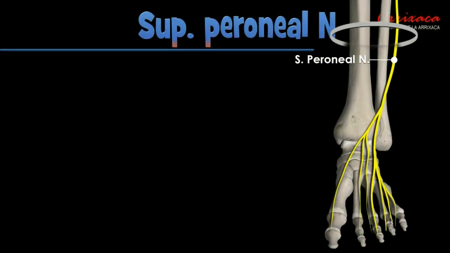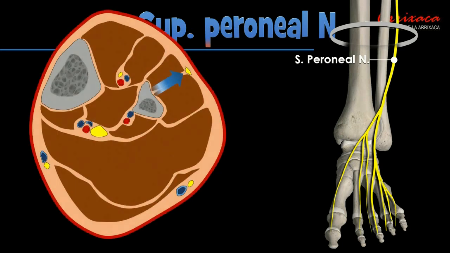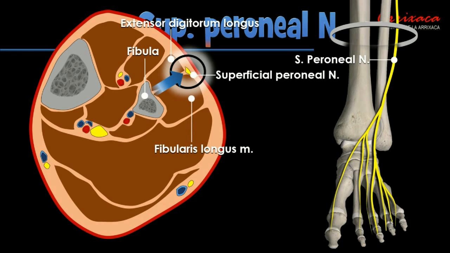Superficial peroneal nerve begins at the lateral side of the neck of the fibula and runs through the peroneal muscles. In the middle third of the leg, it descends between the peroneus longus and peroneus brevis muscles, and then reaches the anterior border of the peroneus brevis to enter the groove between the peroneus brevis and the extensor digitorum longus under the deep fascia of the leg.